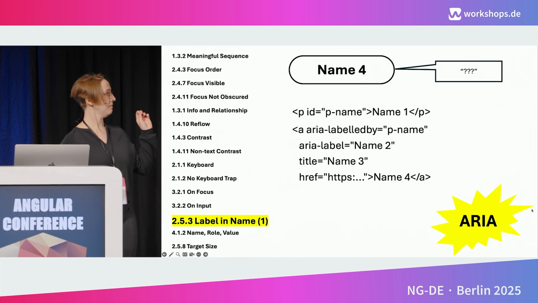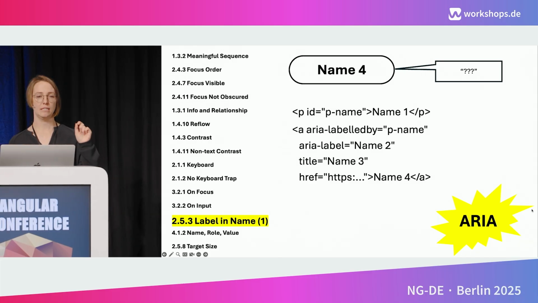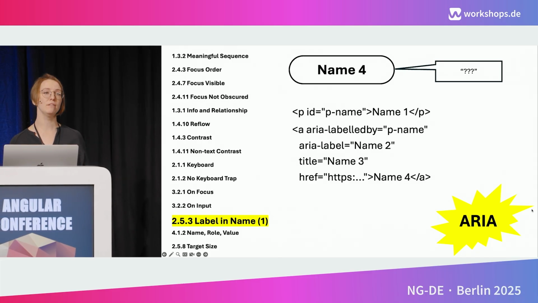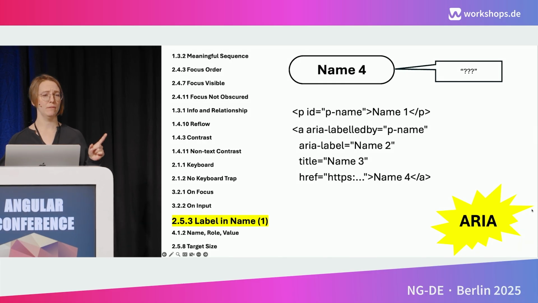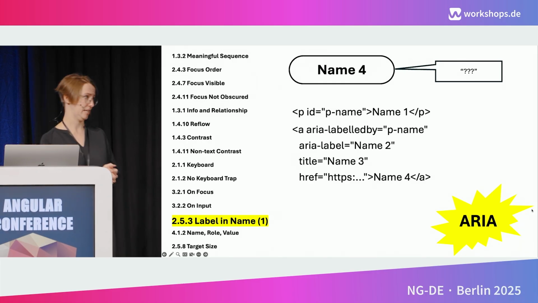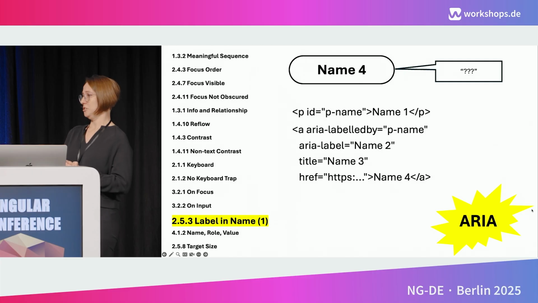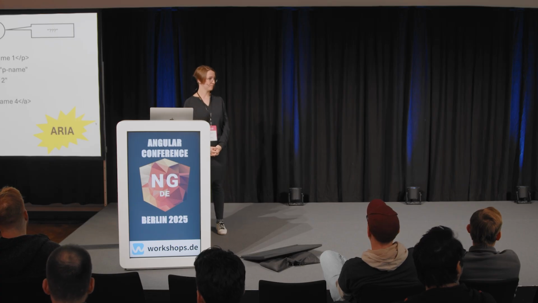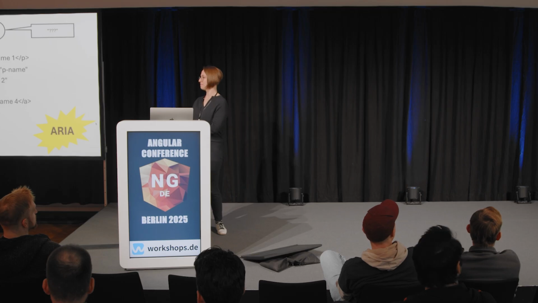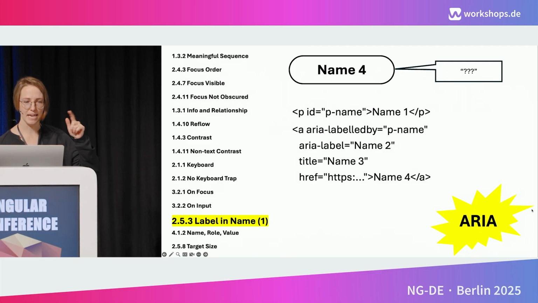So we have here a situation with a paragraph which says name 1, and then we have a link. And in this link, we have aria-labelledby, aria-label, title. We have the inner text. And now I have a question for you. What do you think a screen reader would announce? Everything? Which name? P-name. Yeah, that's the idea.